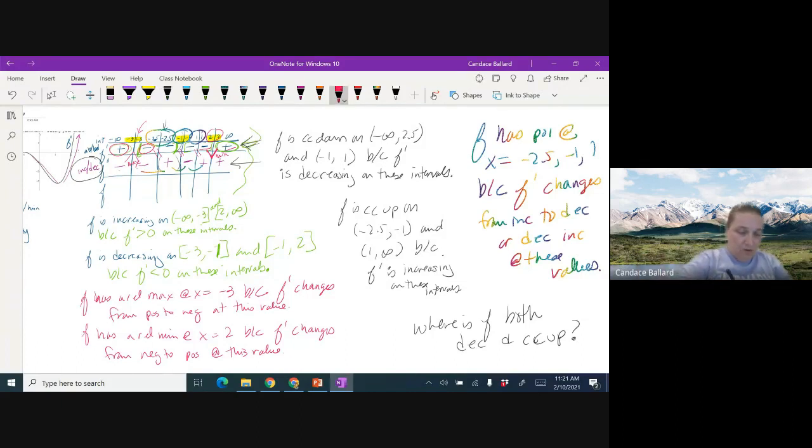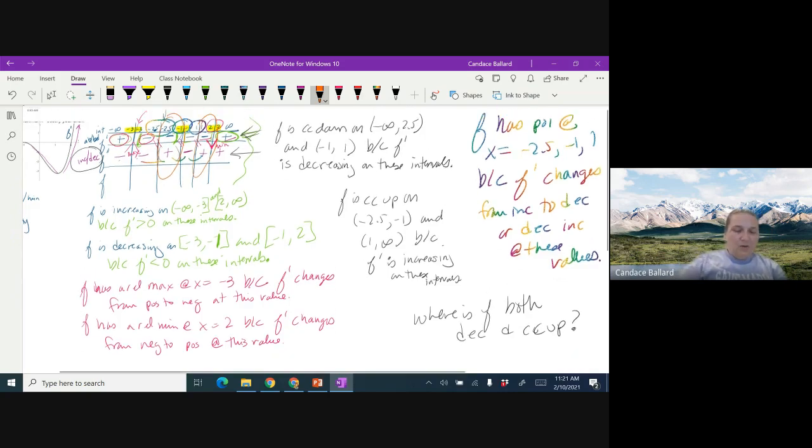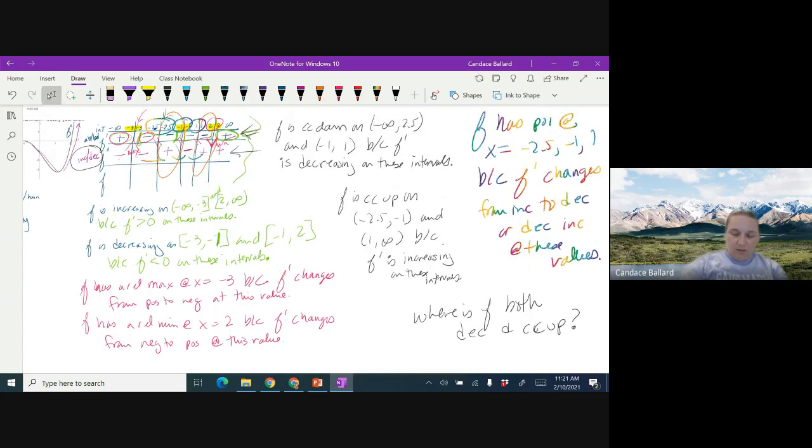I'm going to do this in orange, and I know I've totally scribbled all over everything. So I'm looking for negative in the first row and positive in the second row. Right in those two. So f is decreasing and concave up on, and you can always use parentheses on this.